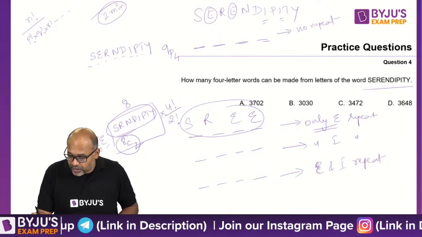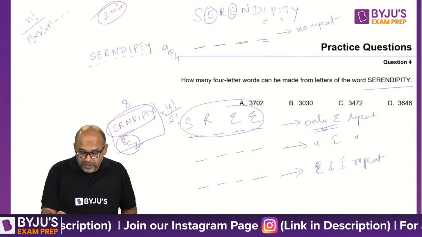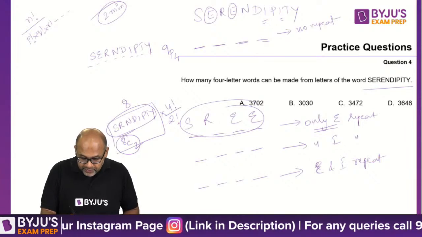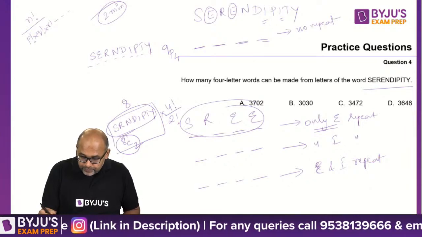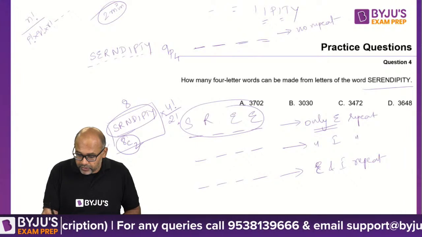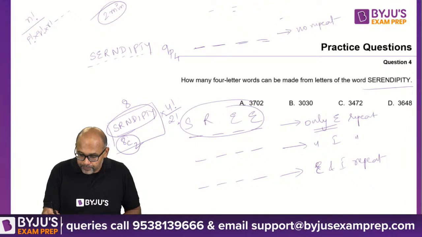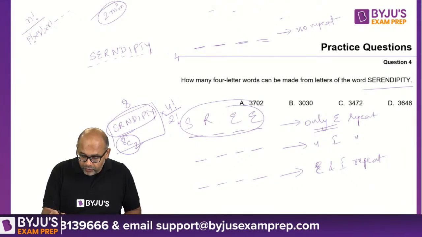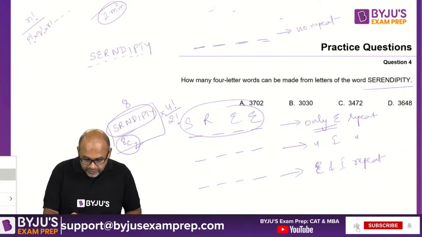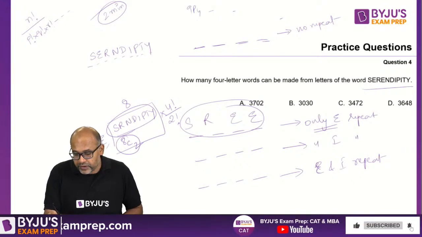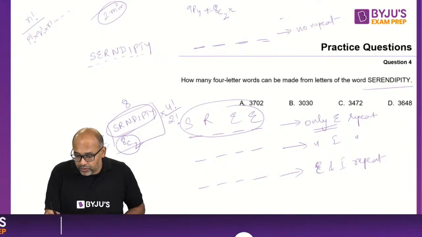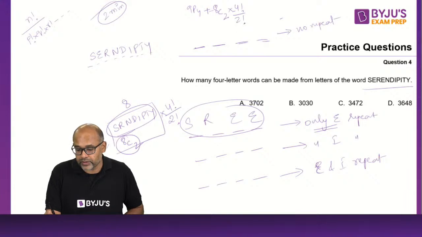So how much is it? Let me write this down. Let me erase what is not required. So serendipity is gone. Okay, case 1 is 9P4. Let me write it down clearly. 9P4 is case 1. Second case is 8C2 into 4 factorial by 2 factorial.